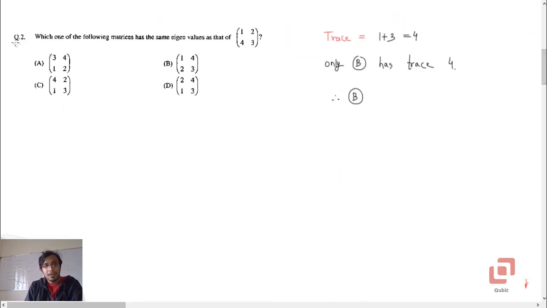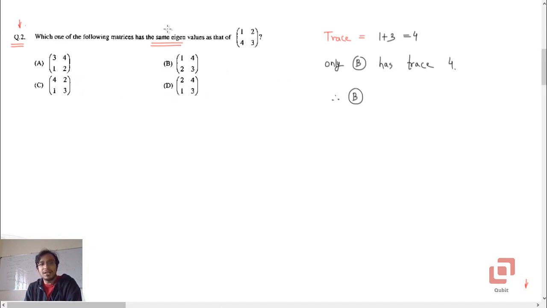Question 2. Now this is one of the very rare situations where questions based on eigenvalues and characteristic equation come twice, because even the first one was based on that. So let us solve this question, which is based on the same concept. Which one of the following matrices has the same eigenvalues as that of 1 2 4 3? And we have got 4 options.